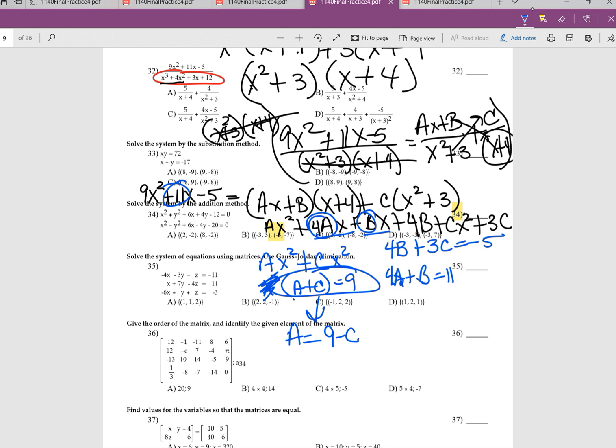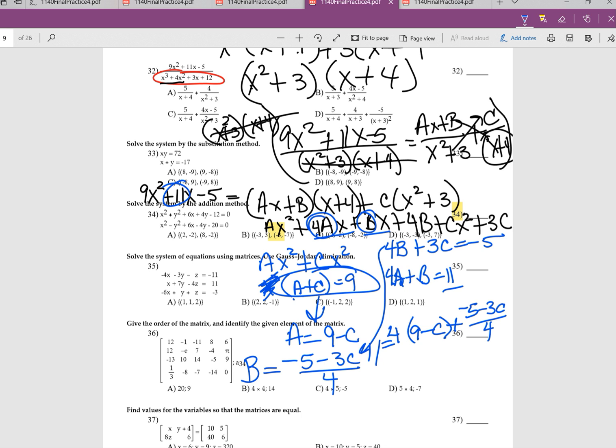Alright, and for this one, since I'm solving for b, I'm going to have minus 5 minus 3c divided by 4 is equal to b. And I know it's hideous, it's a fraction, God help us. But I'm going to substitute this in and I should be able to solve for c. Let's see. So for this one, 4 times 9 minus c plus negative 5 minus 3c over 4. And all of this has to equal 11.